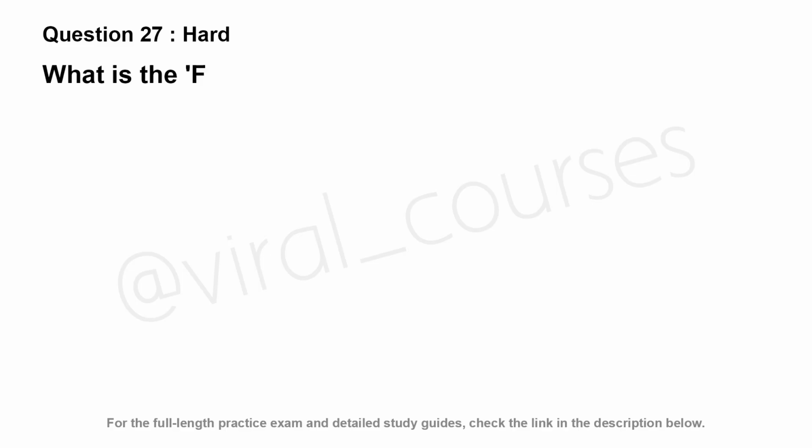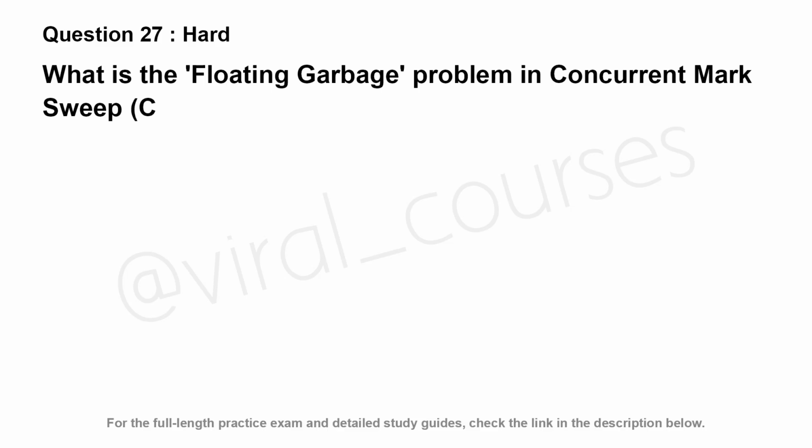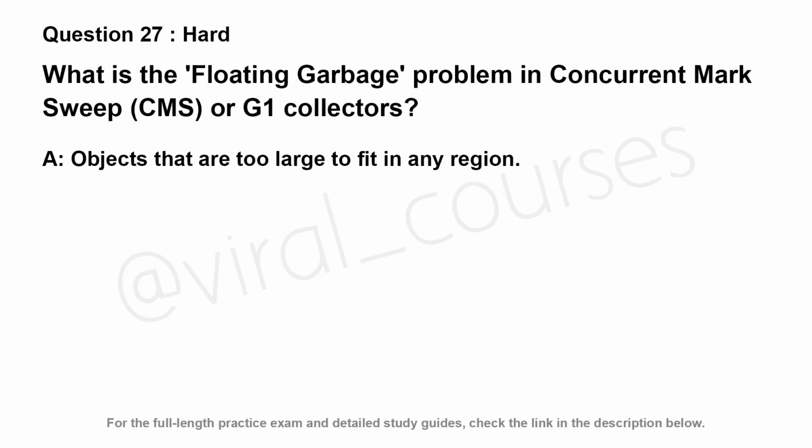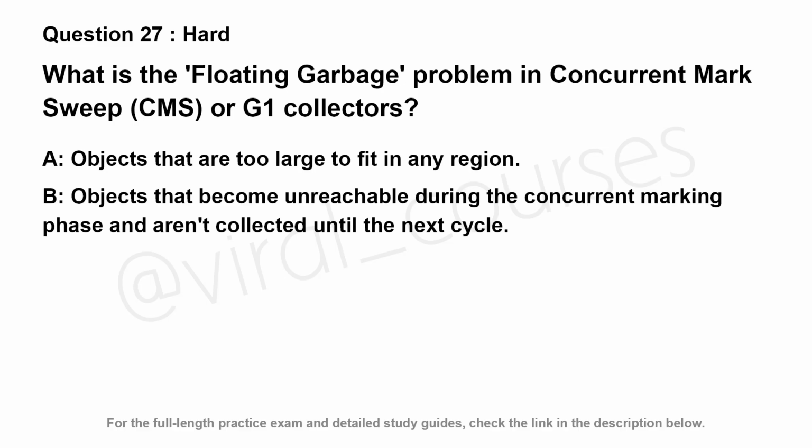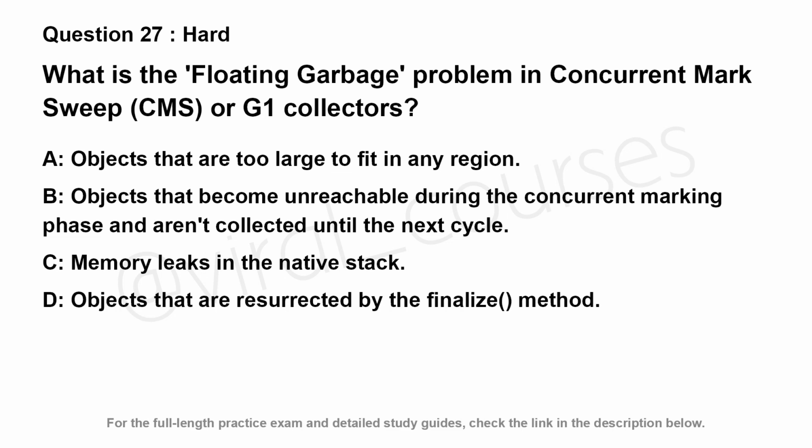What is the floating garbage problem in Concurrent Mark Sweep, CMS, or G1 collectors? Option A. Objects that are too large to fit in any region. Option B. Objects that become unreachable during the concurrent marking phase and aren't collected until the next cycle. Option C. Memory leaks in the native stack. Option D. Objects that are resurrected by the finalize method.